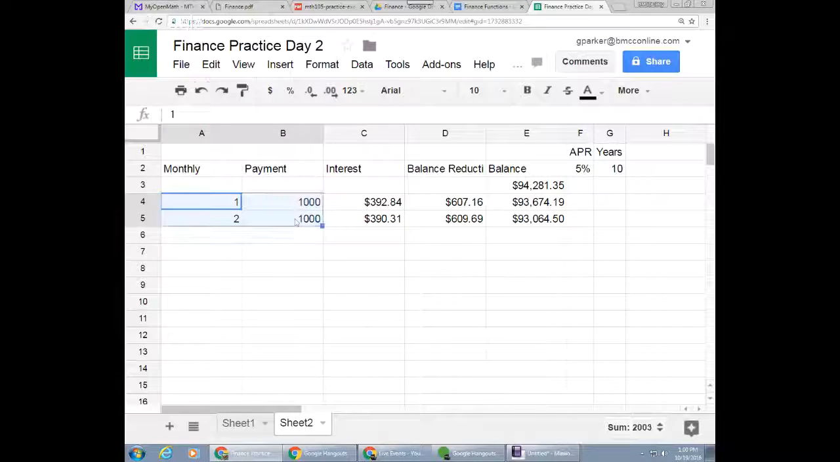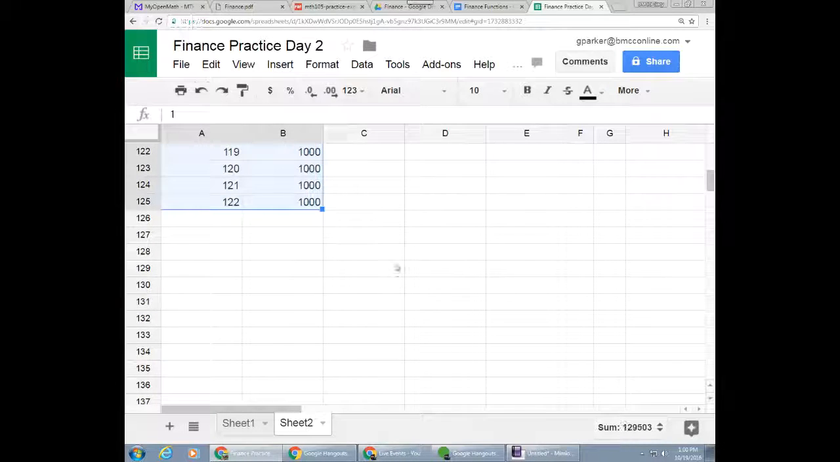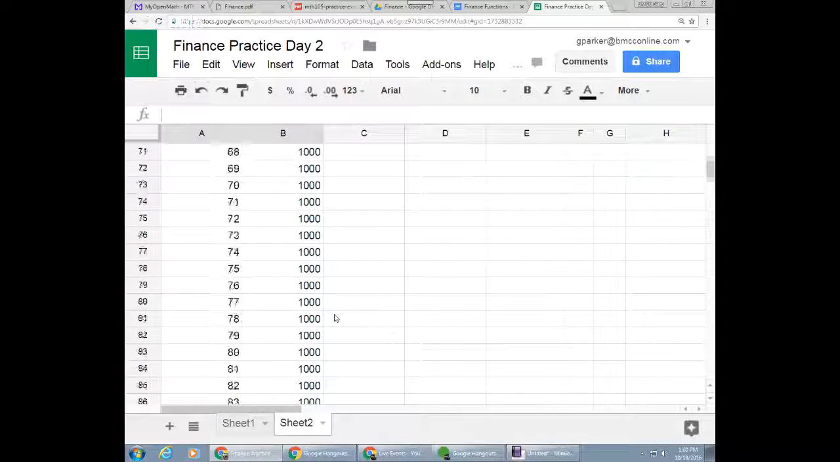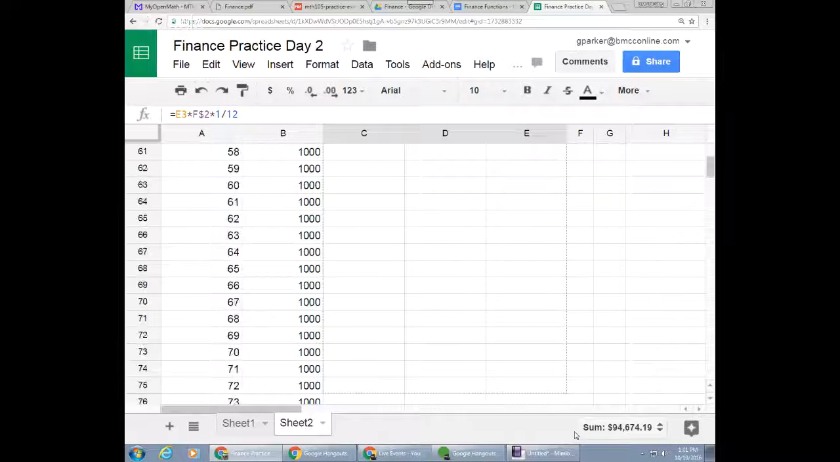So what I'm going to do is I'm going to fill my payments down for, let's see, how many years? 10? 120 months? Getting there. Oh, too far. 2 extra months. All right, 120 months. And if I did these formulas right, I should just be able to fill them down. So this is the one with the $ sign. So I'm going to grab that row and I'm going to fill it down for 119 months.